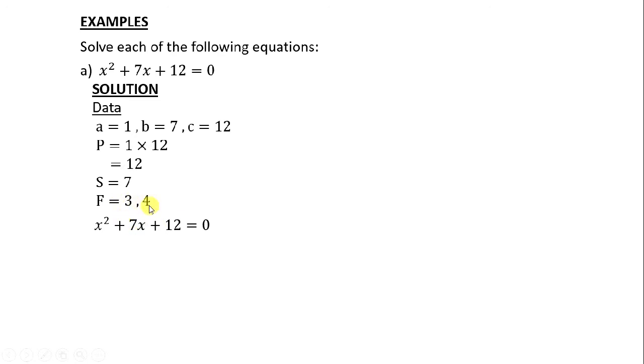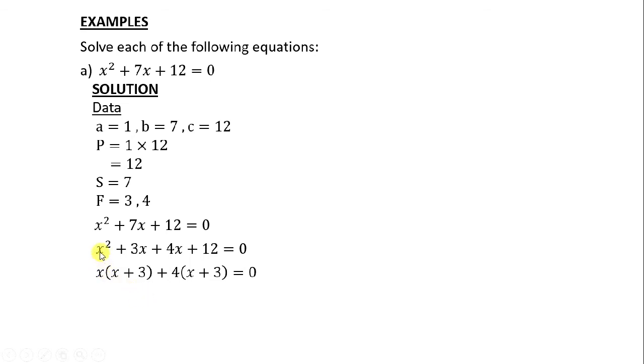Here, where there's 7, we are going to replace it with 3 plus 4. There's nothing else that we are going to change except b will be expressed as a sum. So we have x squared plus 3x plus 4x plus 12 equal to 0. And then from there, we are going to factorize by grouping. So we are going to factorize x squared plus 3x, and then we'll factorize 4x plus 12.